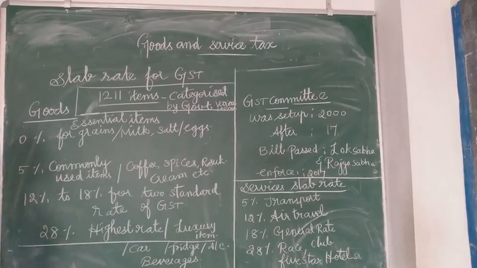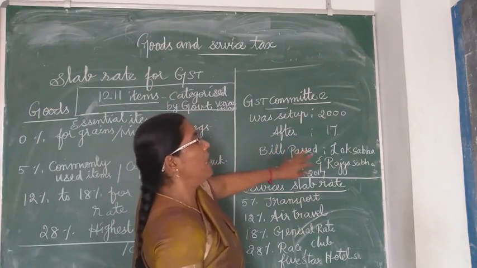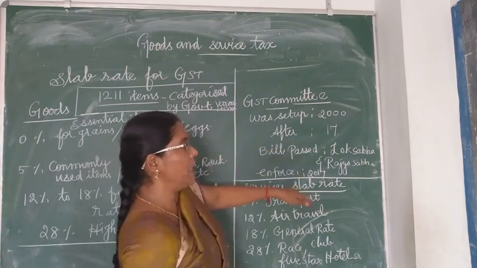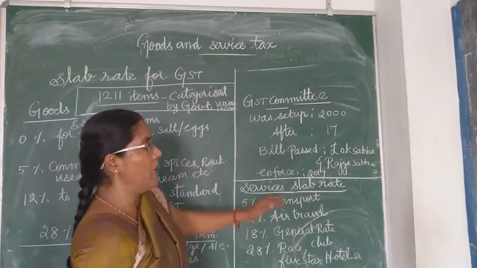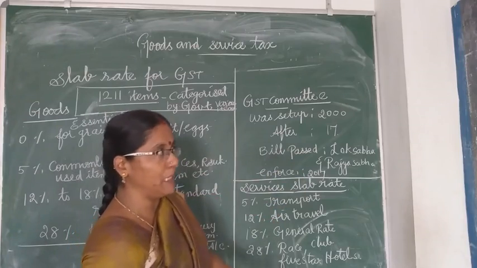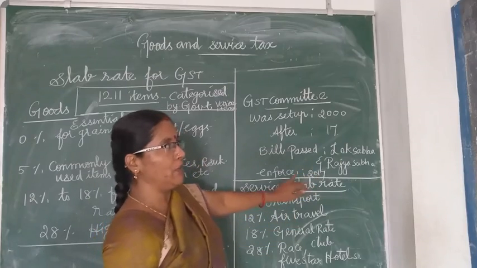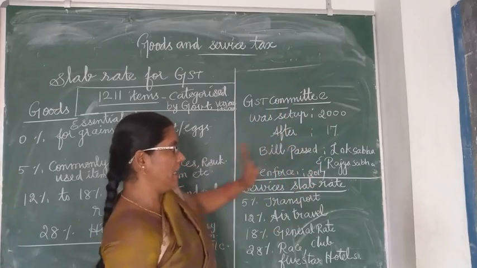Before that, let us have a journey of GST in India. The GST committee was set up in the year 2000. After 17 years, it came into existence. The bill was passed in Lok Sabha and Rajya Sabha, and it took 17 years to come into enforcement in India. So this is the journey of GST in India.